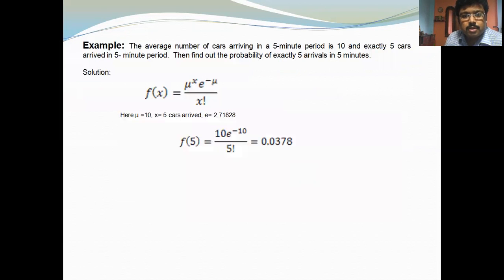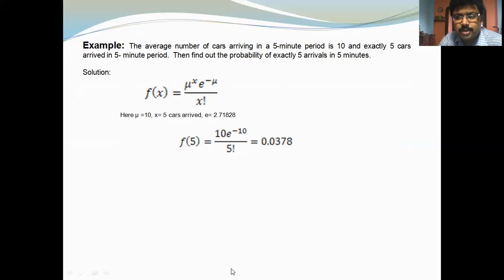Now, here is an example. The average number of cars arriving in a 5 minute period is 10. That is, here mu is 10. If you consider the formula, mu is the average number, 10. And exactly 5 cars arrived in the 5 minute period, so x is 5 here. Then find the probability of exactly 5 arrivals in 5 minutes.